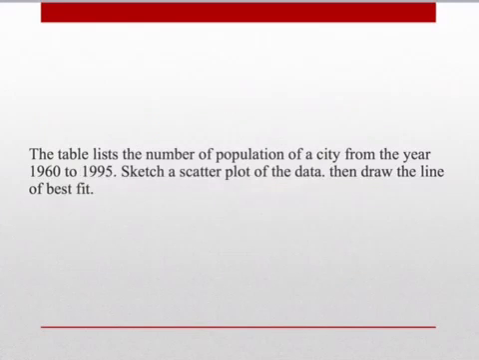Right, the following table lists the population of a city from the year 1960 to 1995. We're going to sketch a scatter plot and then draw the line of best fit. And then we're going to have a couple questions we need to answer after that.